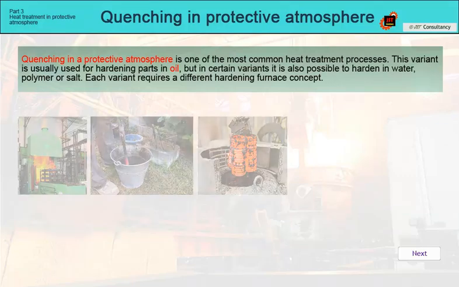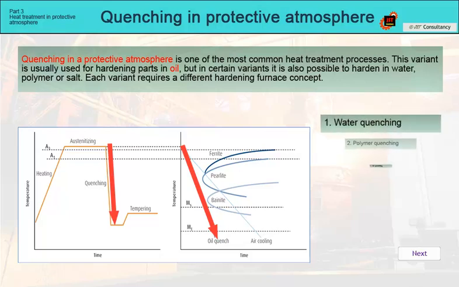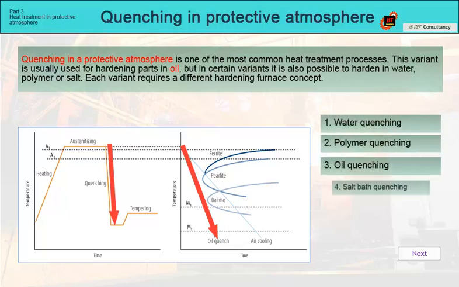The choice of the quenching method depends on the steel grade and the required cooling rate for hardening to a martensitic structure. The fastest cooling can be achieved by quenching in water, slower in polymer, even slower in oil, and the slowest is in a salt bath.